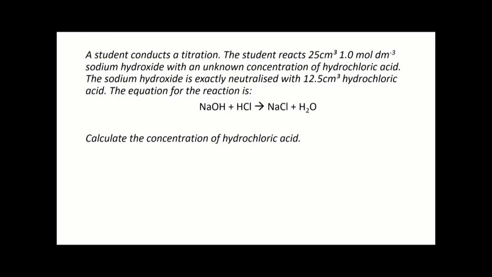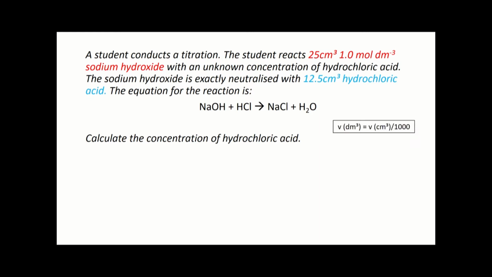Now, there's a few things that we need to know first. The first thing is, in any question that you see on this or any situation where you're doing this, make sure you are very clear about which numbers are for which chemical. So here, the 25 centimeters cubed and the 1 mole per decimeter cubed both are for the sodium hydroxide. To emphasize that, I've done them in red. And then the 12.5 centimeters cubed for hydrochloric acid is in blue. Okay, now we have an unknown concentration of that, so that's what we're going to be calculating.